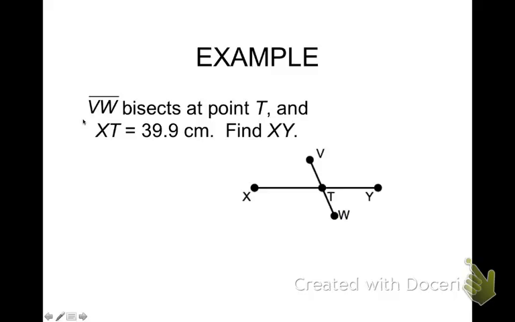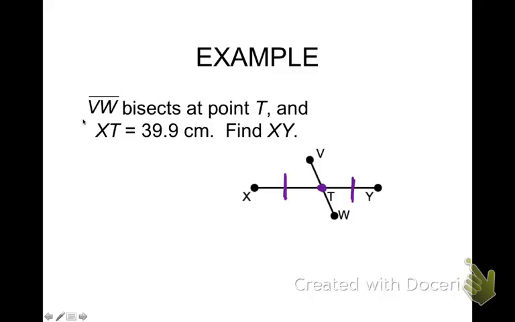We have line segment VW, and I know my diagram does not look like it is bisecting it, but we're going to pretend. VW bisects at point T, and XT equals 39.9 centimeters. Find XY. All right, so if it's bisecting at T, that means XT needs to be congruent to TY. Again, I know it doesn't look like that. It's a bad diagram. My bad. But we're going to pretend that it is the same.